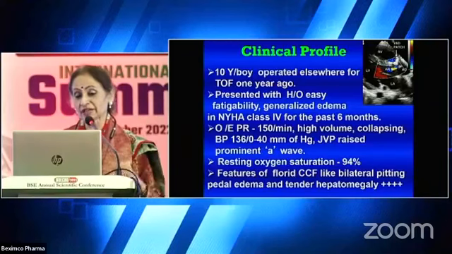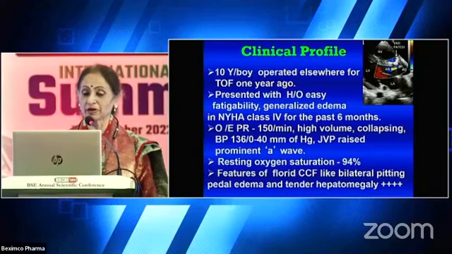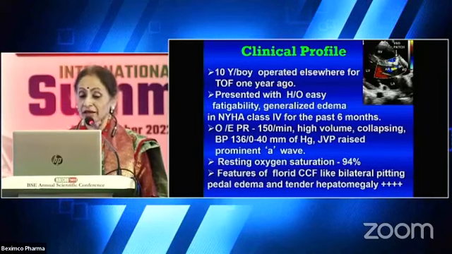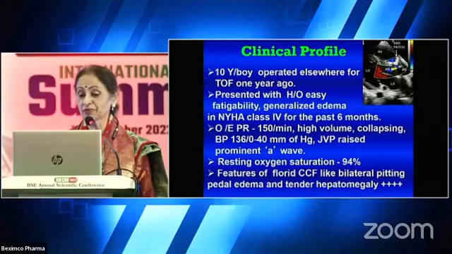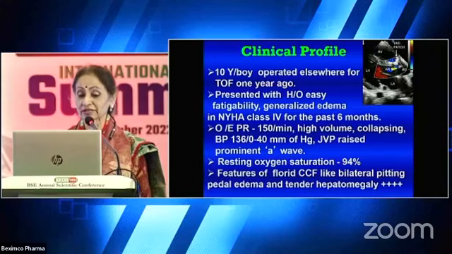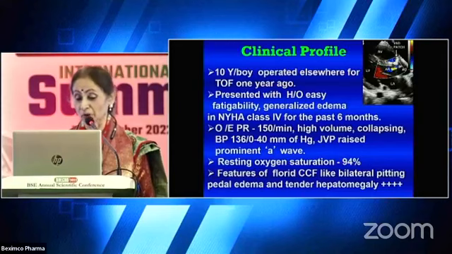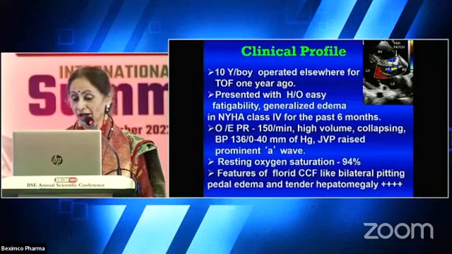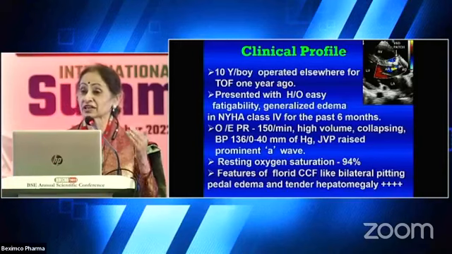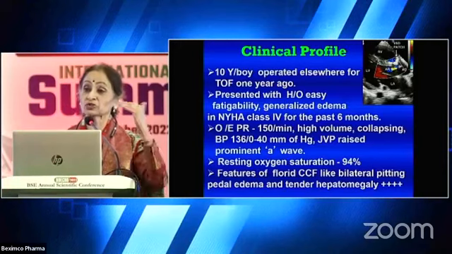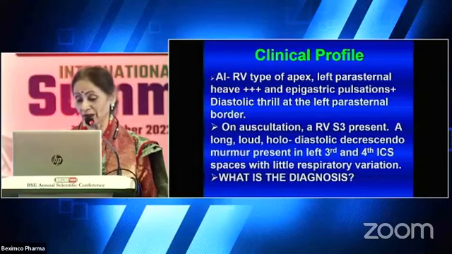He presented with a history of easy fatigability and generalized edema, NYHA class 4, for the past 6 months. The heart rate was 150, with a high volume collapsing pulse. The BP was 136 by 0 to 40. JVP was raised, a prominent A wave was present, and resting saturation was 94. This is how he presented with congestive cardiac failure post-operatively in a tetralogy of Fallot.